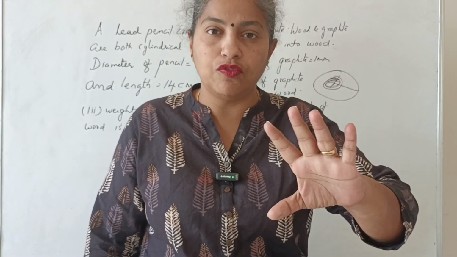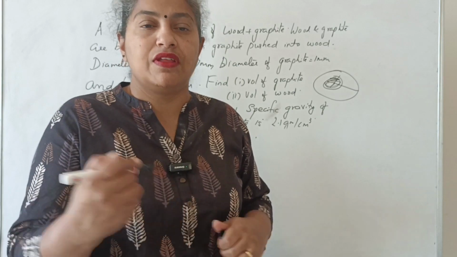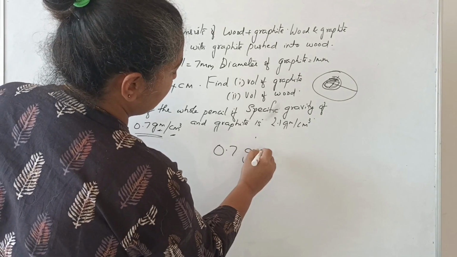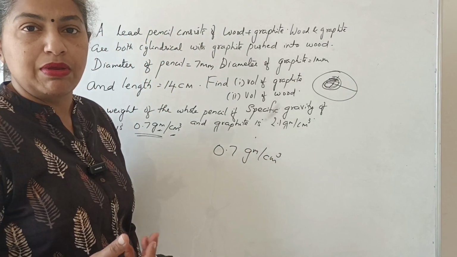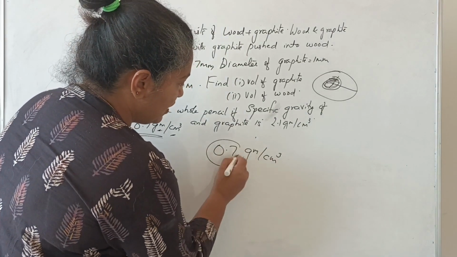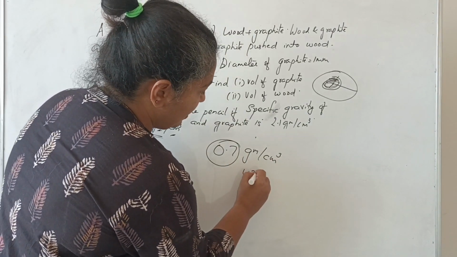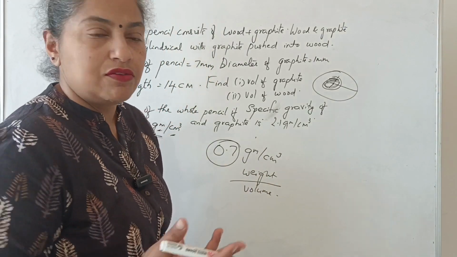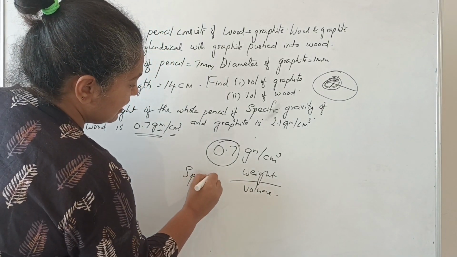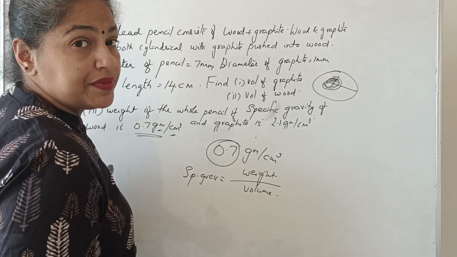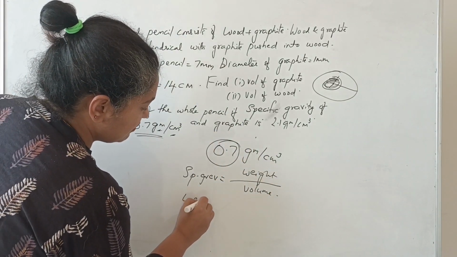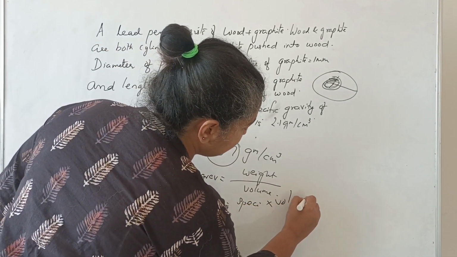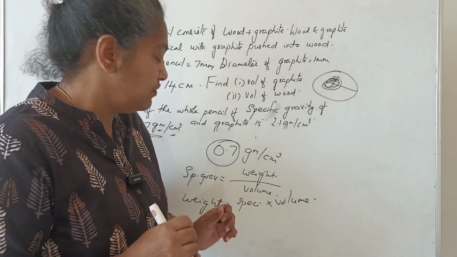So now, if you do not know the formula of specific gravity, what you need to do is look at the value that is given to you. It is 0.7 gram per centimeter cube and 2.1 gram per centimeter cube. So what they have given is a numerical value with the unit of weight by volume. So my specific gravity is basically weight by volume. So what do we need to find? We need to find the weight. Weight is equal to specific gravity into volume. Now we know the formula.